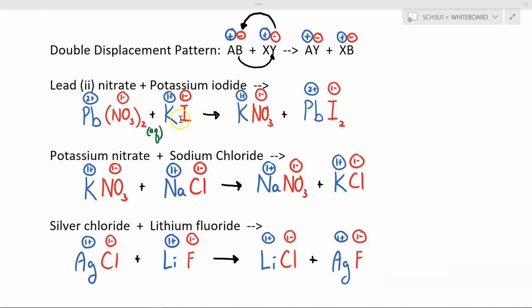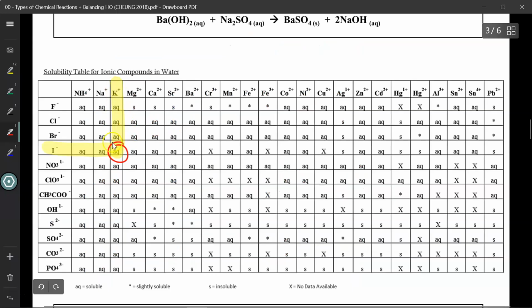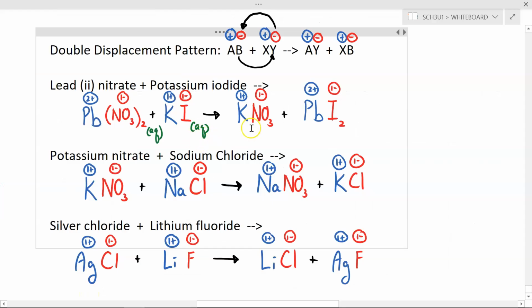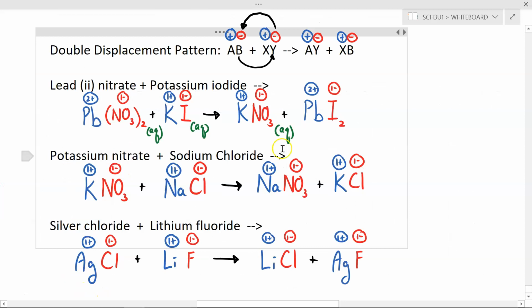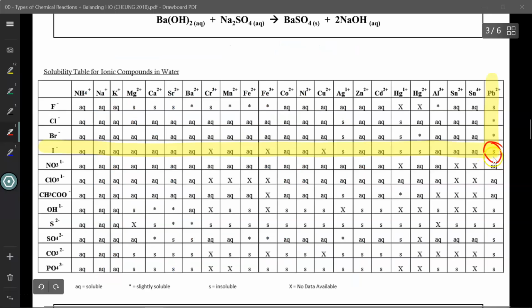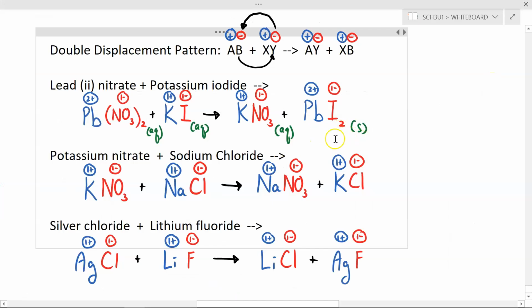Next up is KI, potassium and iodine. Where they meet, it says aqueous, so that means potassium iodide will dissolve in water, soluble. Aqueous. Look up potassium and nitrate. Where they meet, it also says aqueous, which is soluble. And finally, lead and iodine. Where they meet, it says S, and S stands for insoluble. It does not dissolve. So I'm going to write solid.